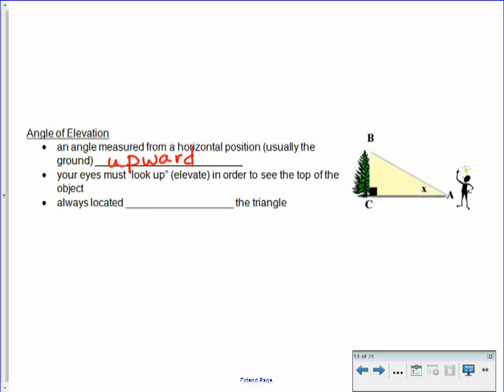Please note that angles of elevation are always located inside the triangle. They are always inside the triangle that you're looking at. You can see on the picture here, we are trying to measure the height of this tree. Of course the tree is perpendicular to the ground, so that's why we have our 90-degree angle here. Our angle of elevation is right here, so it's this little guy looking up to see the top of the tree.